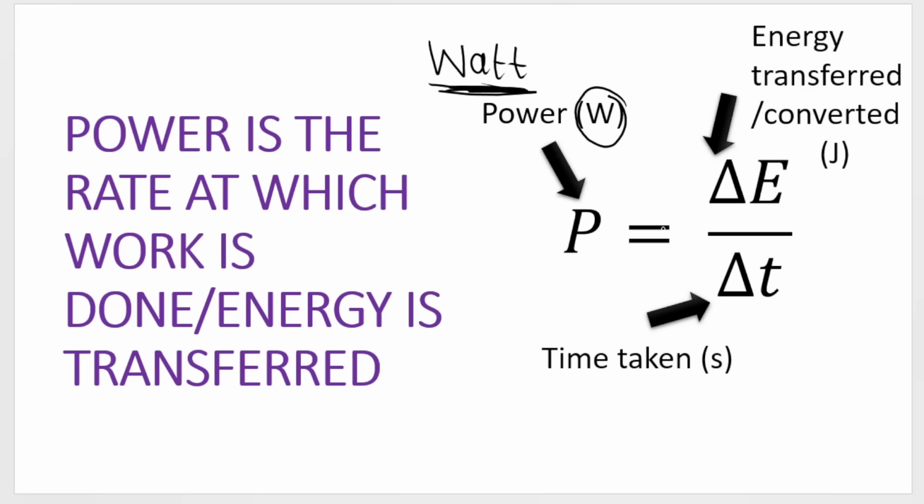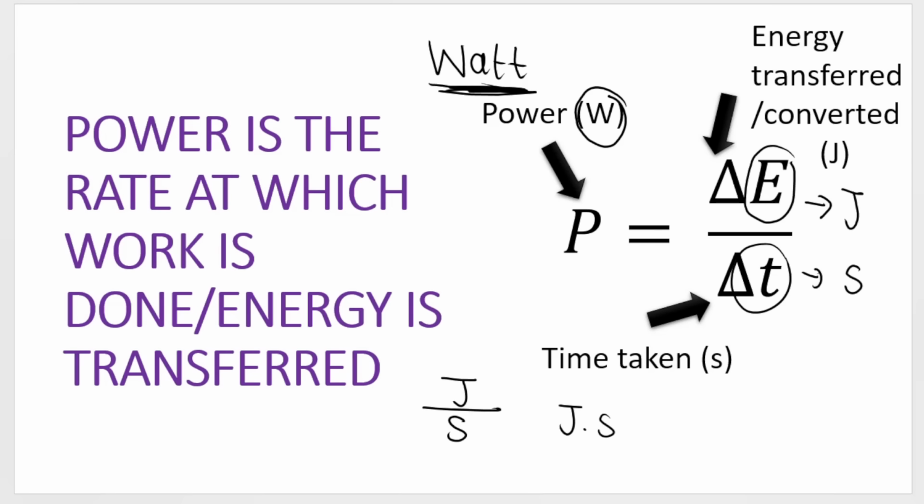Remember, power is equal to the change in energy or change in work divided by the change in time, the rate at which work is done or energy is transferred. Energy or work is measured in joules, J, and time is measured in seconds. So what we have is joules divided by seconds, or joules per second. We can write that like this as well. Joules per second. Okay, remember per just means divide.